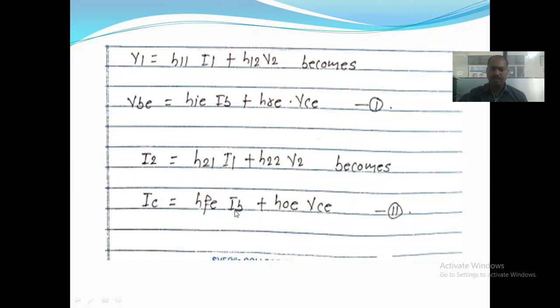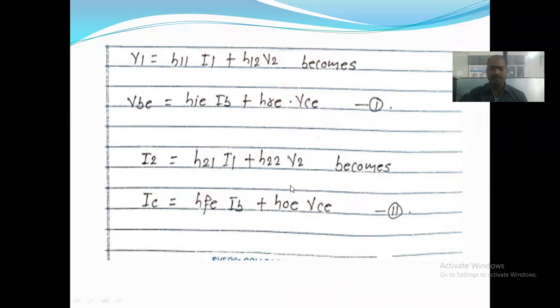We have to write IB plus H22. H22 indicates the ratio of I2 divided by V2, right? I2 divided by V2 indicates admittance, but it should be related to the output. That's why it is written as output admittance. So HO indicates output admittance, and this is for the common emitter, that's why we write it as HOE.